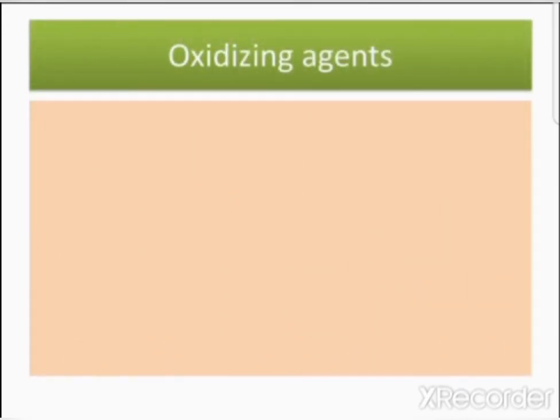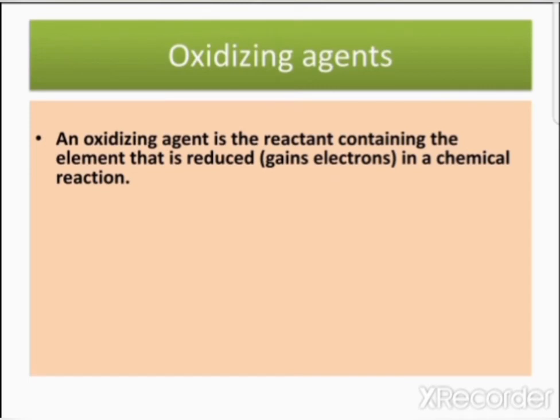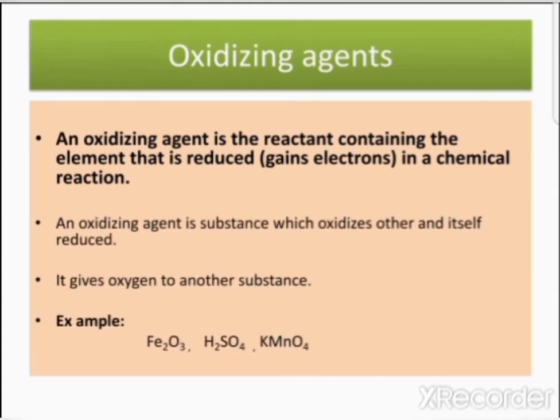Oxidizing agent. An oxidizing agent is the reactant containing the element that is reduced, gaining electrons in a chemical reaction. An oxidizing agent is a substance which oxidizes others and itself is reduced. It gives oxygen to another substance. Some common examples of oxidizing agents are Fe2O3, H2SO4 and KMnO4. These are all most commonly used oxidizing agents.